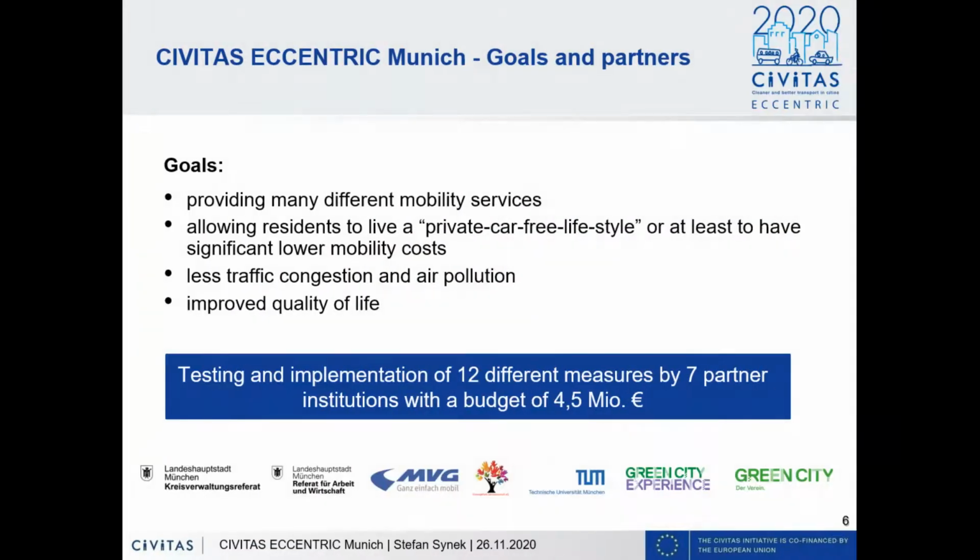So the goals of CIVITAS ECCENTRIC Munich was providing many different mobility services in our living lab, then allowing residents to live a private car-free lifestyle and to have lower mobility costs, less traffic congestion, air pollution, better road safety, and overall improved quality of life. And we implemented and tested 12 different measures with the help of 7 partner institutions in Munich. And we did this for the last 4 years.